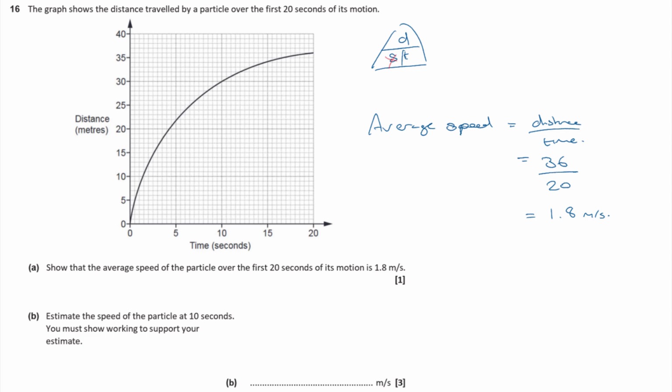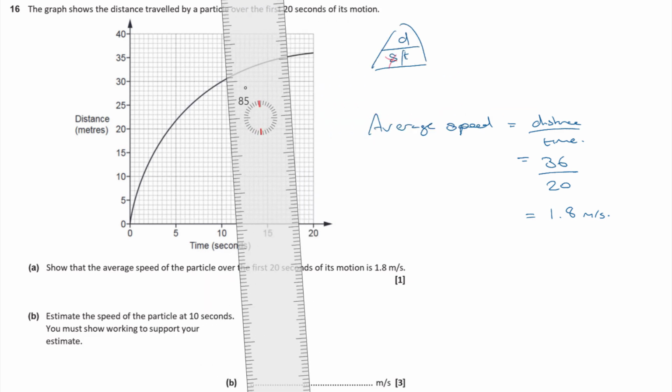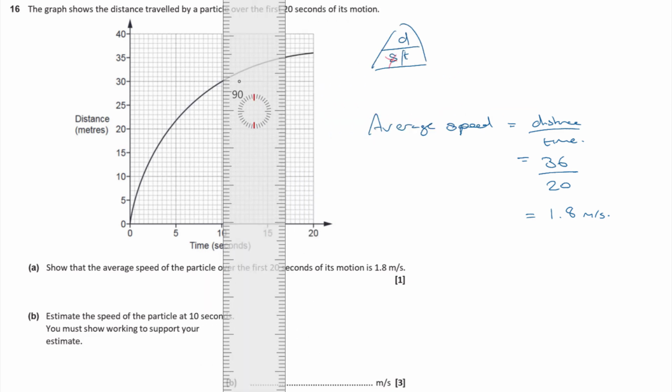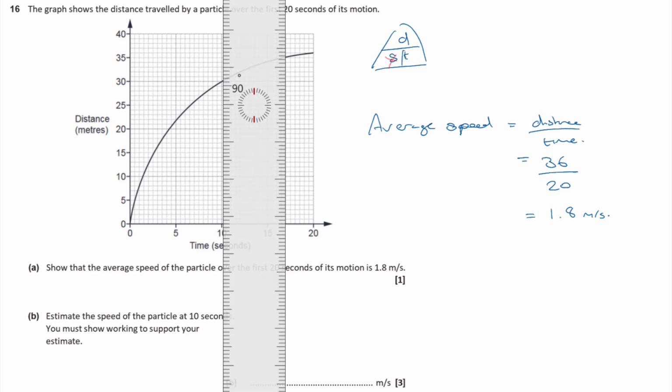Okay, and then the second part says, estimate the speed of the particle at 10 seconds. You must show your work to support your estimate. Okay, so where is 10 seconds? So if you read up to the graph at 10, just reading up from there.